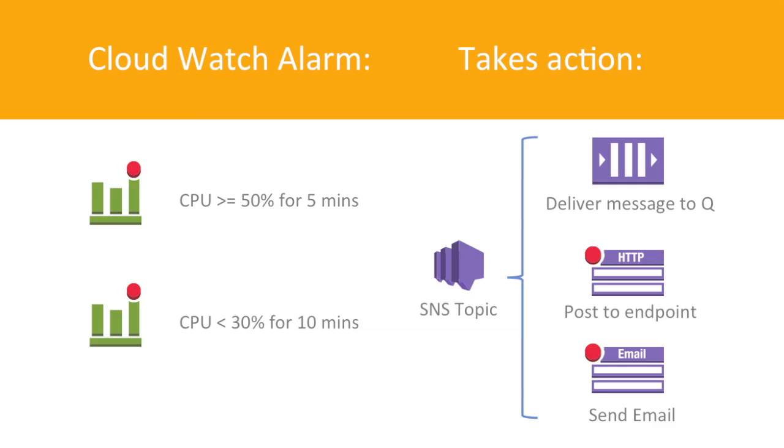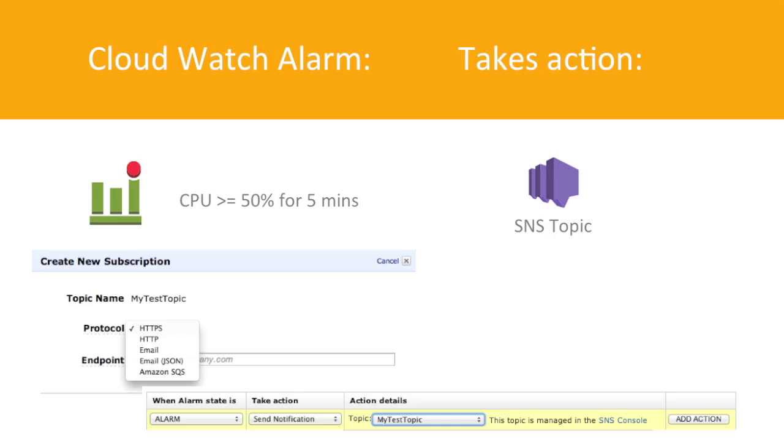Likewise, you might take some other actions. You don't have to trigger auto-scaling. You could do additional actions via Simple Notification Service. So you might deliver a message to an SQS queue, post to an HTTP endpoint, or send an email. And just to show you how that sort of stacks up, you would create a subscription in SNS, and here I can show my drop down of the different types of things I can send to.